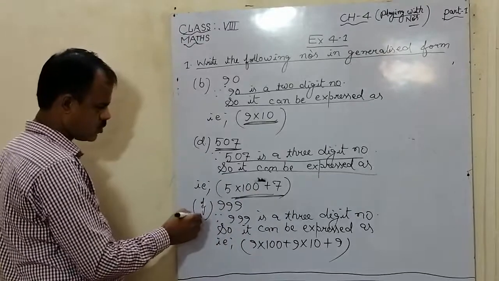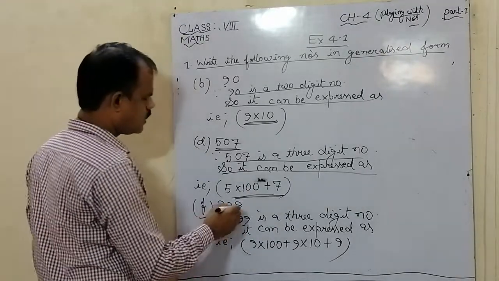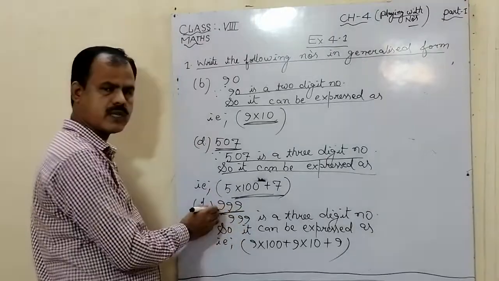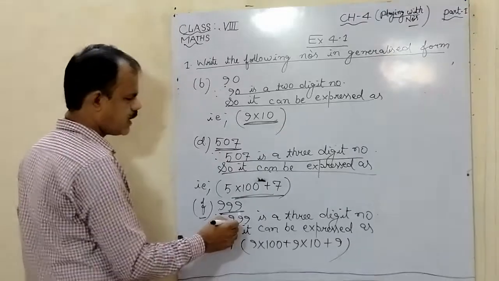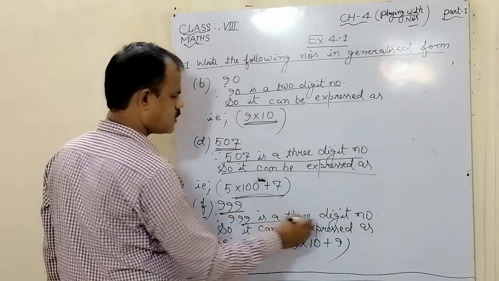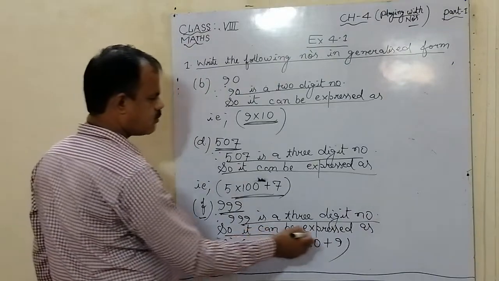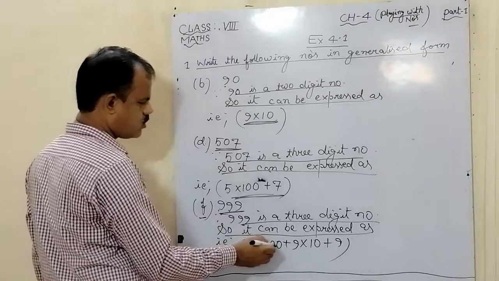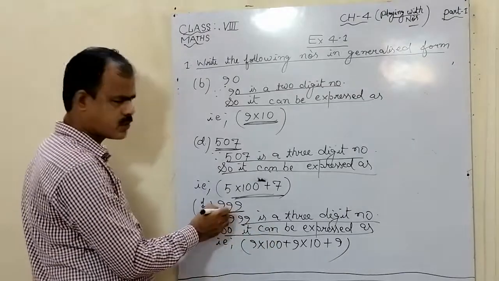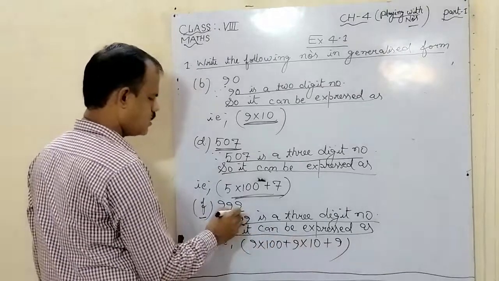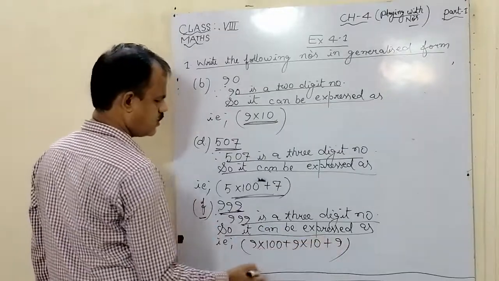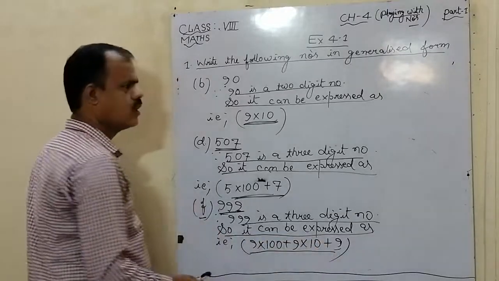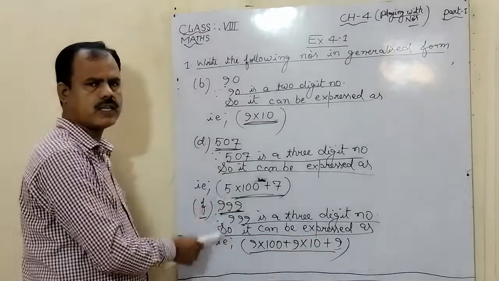See one more question, F part, 999. Here you can see at ones place 9, tens place 9, 100 place 9. So 999 is a three digit number, so it can be expressed as: this 9 at 100 place, so 9 into 100. This 9 at 10 place, so 9 into 10, and this 9 at ones place, so 9. So we can write 9 into 100 plus 9 into 10 plus 9. In this way you can solve the remaining parts.